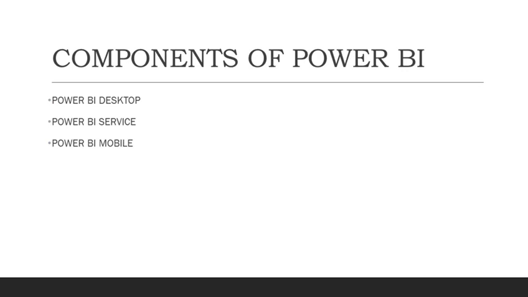Components of Power BI. Mainly we have three types of components of Power BI: Power BI Desktop, Power BI Services and Power BI Mobile. In Power BI Desktop, we can create any report and analysis. We also have Query Editor in Power BI Desktop. All your transformation of data happens here.